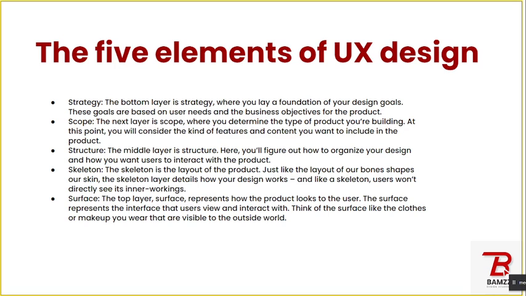And the next one, which is scope. The next layer is scope, which is where you determine the type of product you are building. Products have type, they have diverse backgrounds, they have categories. So after designing your goals, this is our aim, this is what you want to achieve. Then the next stage, you determine the type of product you are building. At this point, you consider the kind of features and content you want to include in this product. Maybe you want the product to have header, you want it to have a real section, you want it to have footer, you want it to have contact us, you want it to have anything, you define it in this section.